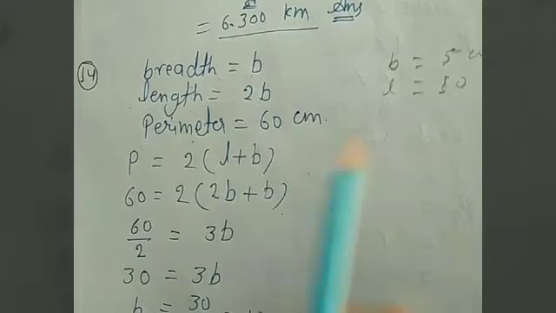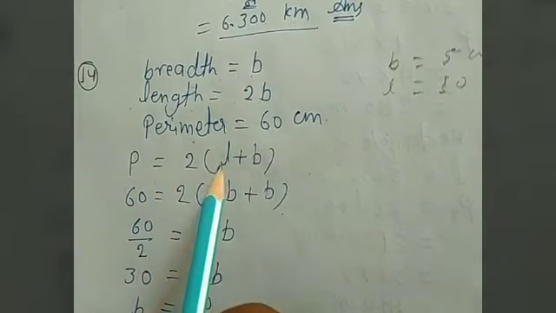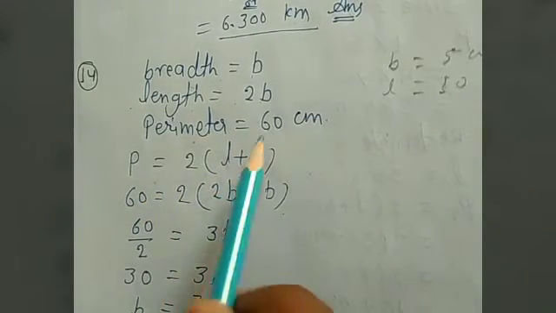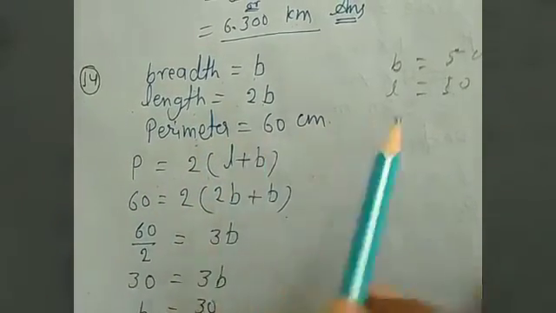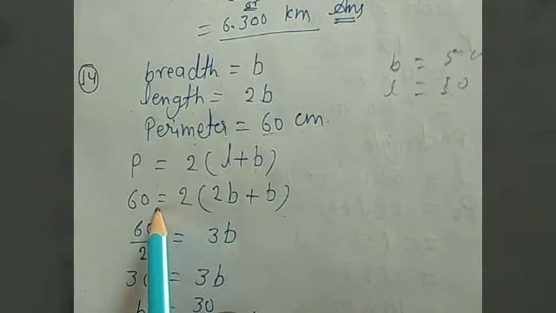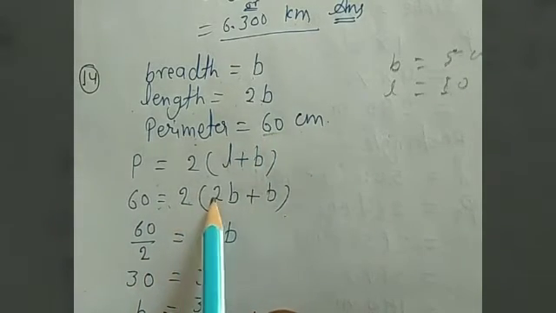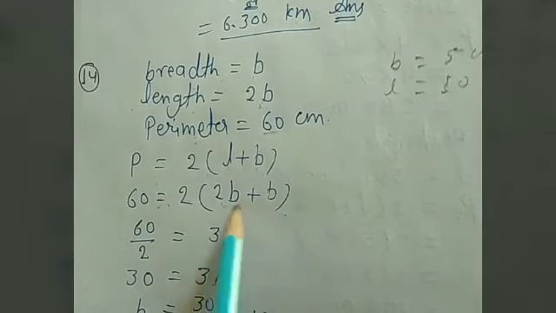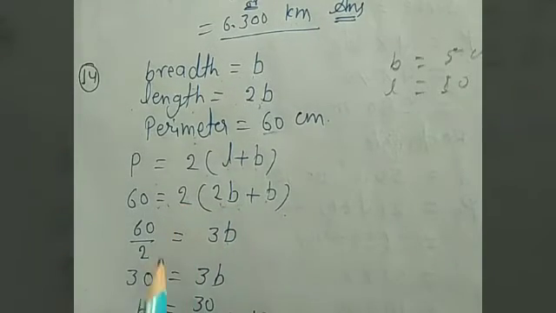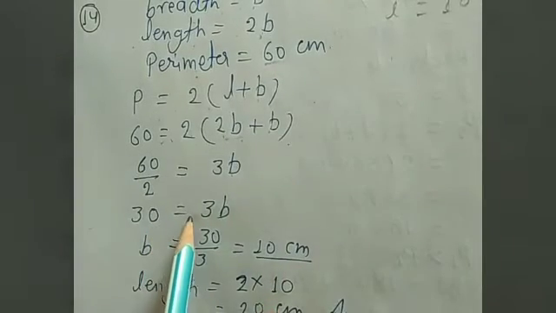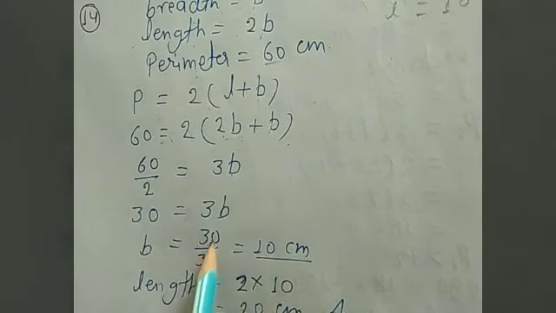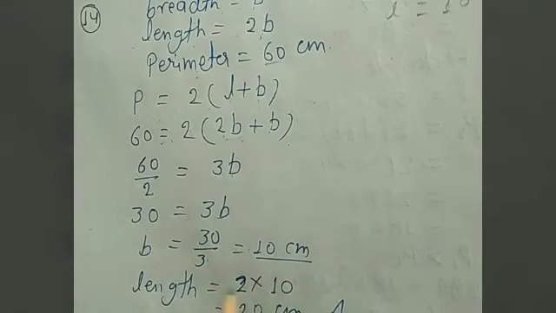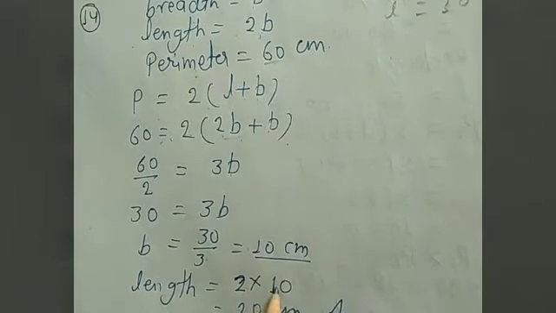Again the same, perimeter equals 2 into length plus breadth. Perimeter is given as 60. Place 60 in place of perimeter, equal to 2 into length. Length we consider as 2B and breadth is B. This will be 3B. 2 will be the division of 60. So this is 30 equal to 3B. 3 will be cancelled. This is 10 centimeter.